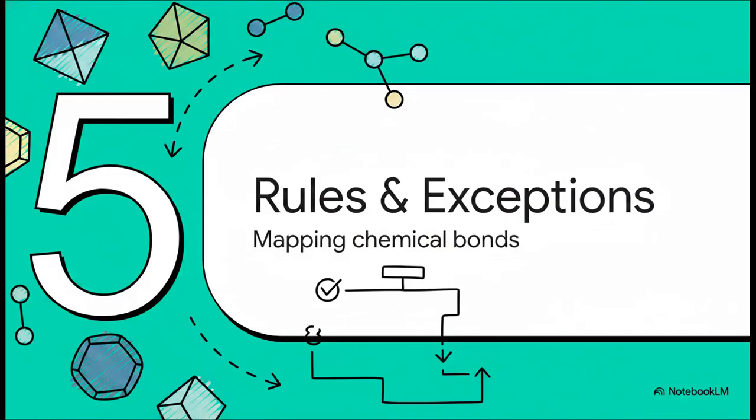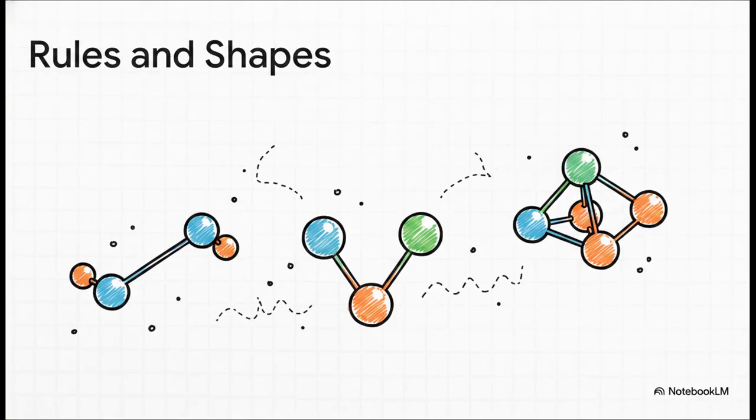Section 5. Rules, shapes, and exceptions. Let's zoom out a bit and explore the specific rules we use to map these relationships. Chemists actually have a whole toolbox to visualize these tiny interactions. First up, Lewis dot structures.